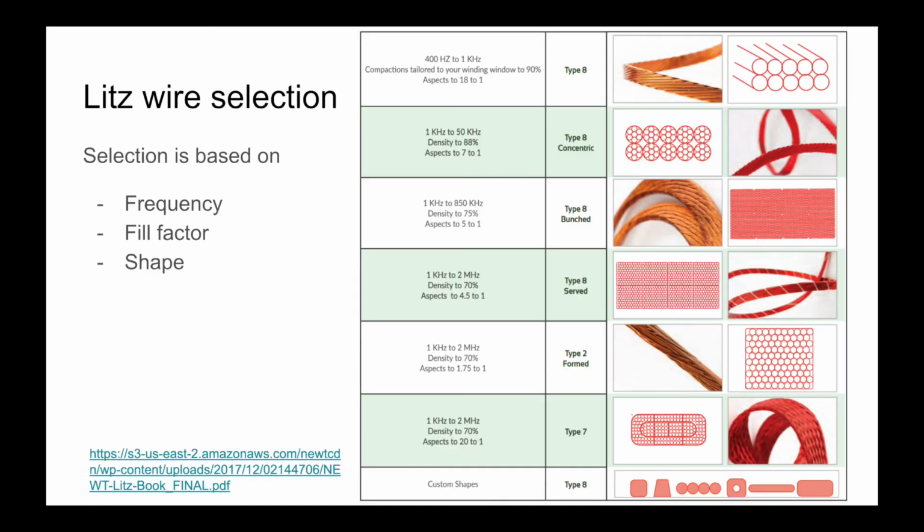Here's a snippet from a catalog of different wire types. The selection process is basically dominated by operational frequency, which dictates how thin each strand needs to be. One can also select their wire based on desired fill factor and shape.